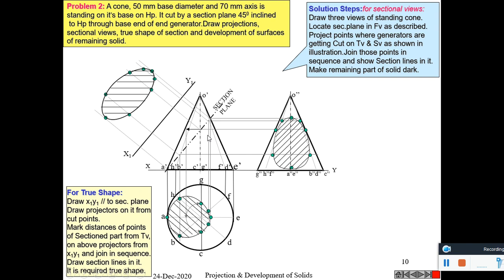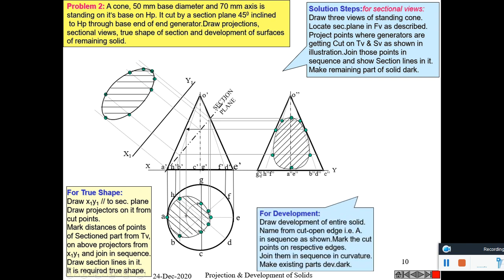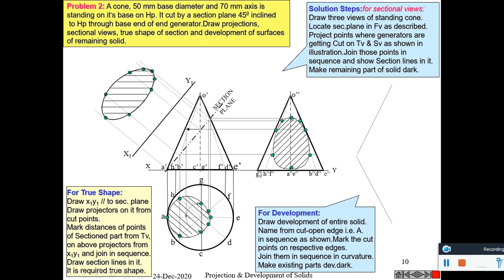And we know when it is cut by an inclined plane, we get the shape of an ellipse. So an ellipse is drawn here. This is the true shape. To draw the development, mark theta and draw the development.